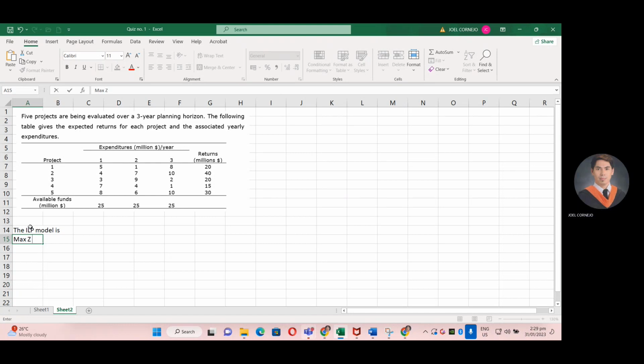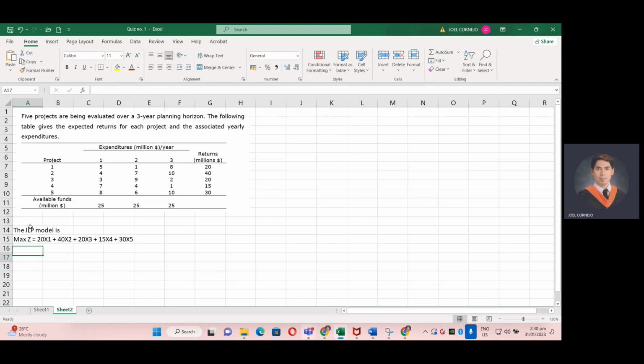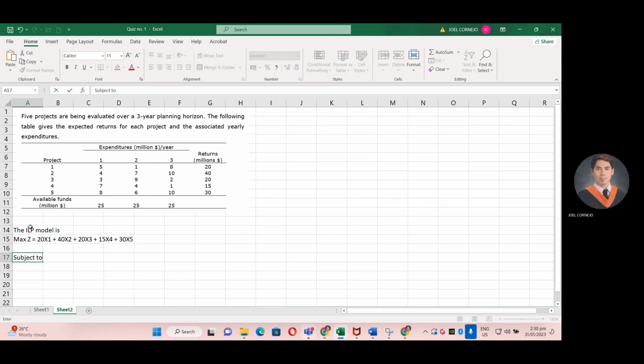Z is equal to 20 x sub 1, plus 40 x sub 2 for project 2, plus 20 x sub 3, plus 15 x sub 4, plus 30 x sub 5. Okay. Then for our constraints, we have 3 constraints for year 1, year 2, and year 3.